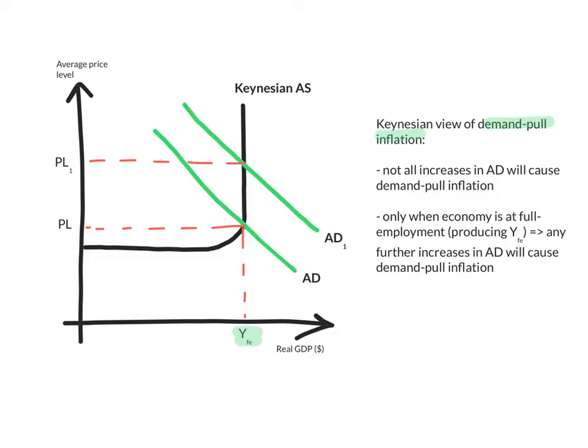So here we begin at full employment, AD, and something happens that causes aggregate demand to rise to AD1. As you can see, the average price level rose from PL to PL1. So here, we say there is demand pull inflation because there's no spare capacity in the economy. The economy is at full employment. So they believe that not all increases in AD will cause demand pull inflation. Only when the economy is at full employment, producing YFE, will any further increase in AD cause demand pull inflation.